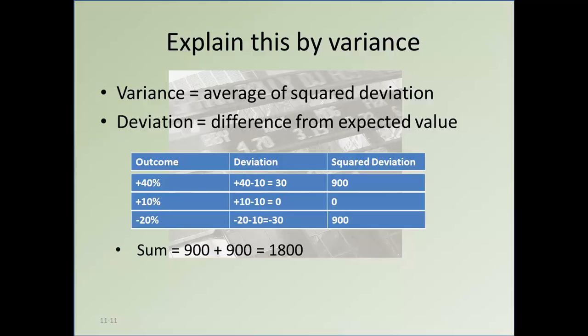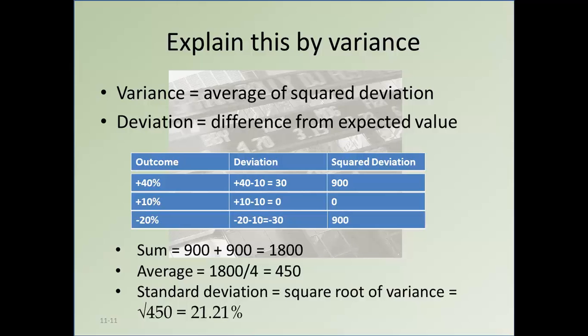So the sum is 1800, and the average is 1800 by 4. Why do we divide it by 4? Well, remember how many outcomes were possible. There was one HH, one TH, one HT, and one TT. So 4 outcomes were possible. So the average is 1800 by 4 or 450. And since we squared the deviations, now we can take the square root. The square root of 450 is 21.21. So the expected value of this game was 10% with a deviation of 21% on both the sides.